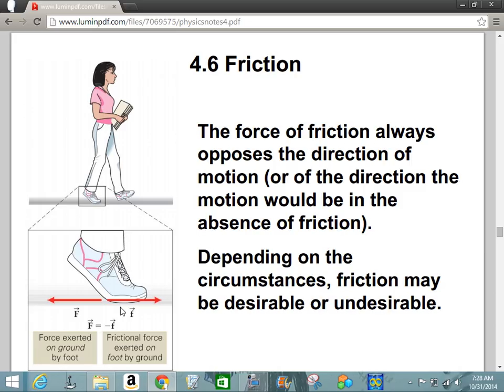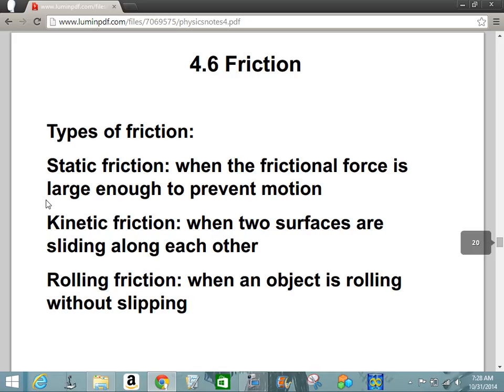Friction is a reality of Newton's third law of motion. When you walk, you push against the floor, and when you push against the floor, the floor actually pushes against you. So in order for you to walk forward, your foot actually pushes backwards. And friction holds your foot on the ground, otherwise your foot would just slip. Static friction is a friction used to prevent motion.